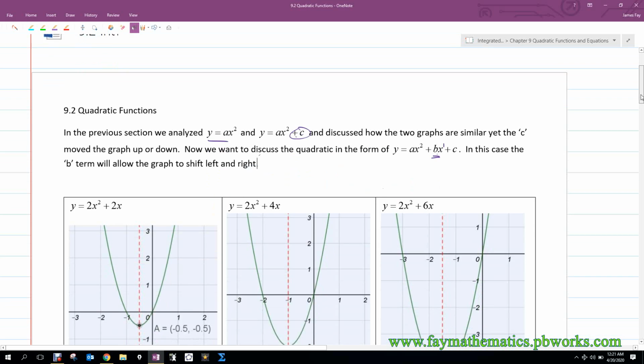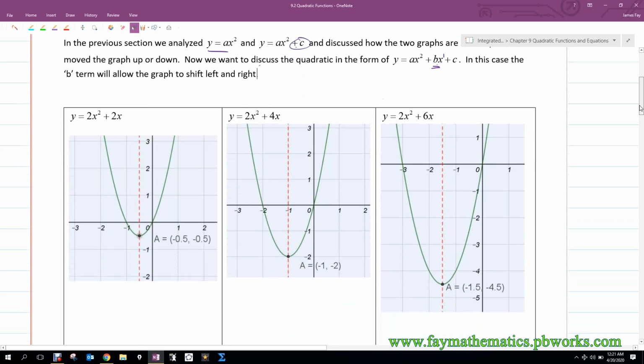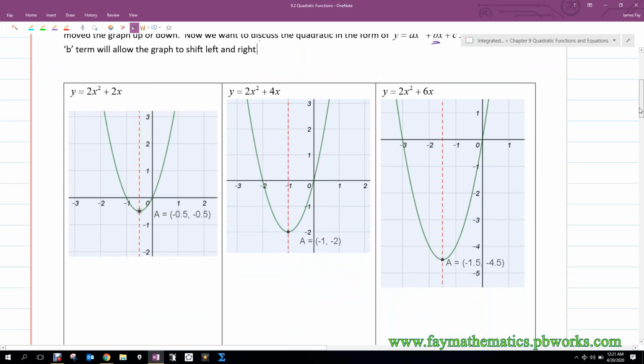So if we look at these here, we'll go through a little bit of work to recognize the amount that this gets shifted. Okay, so if we just had 2x squared, if that's all we were dealing with, the vertex would be at 0, 0. Okay, but now we see that the vertex is actually located at an x value of negative 1/2.